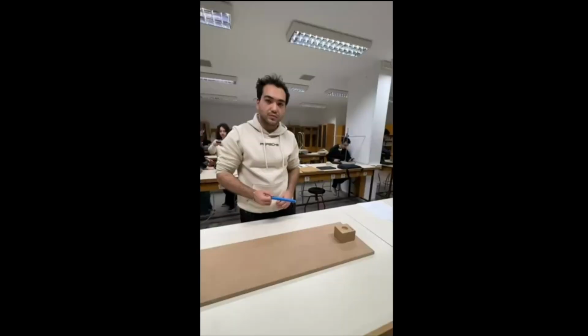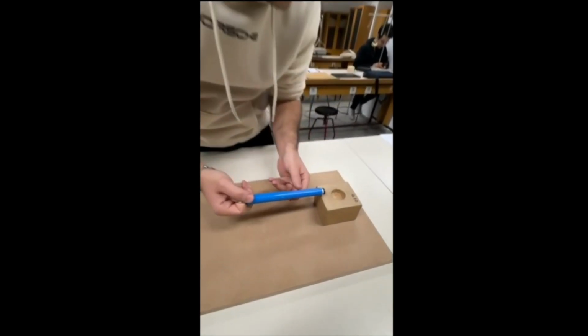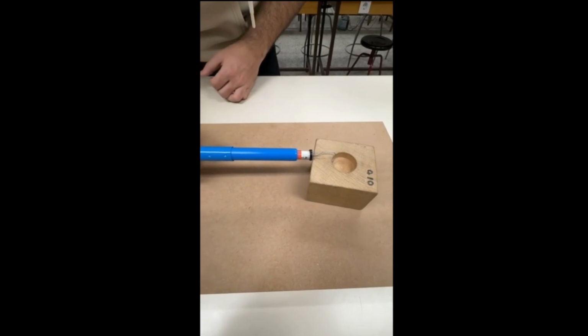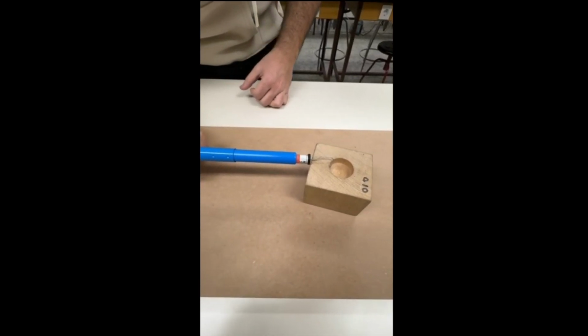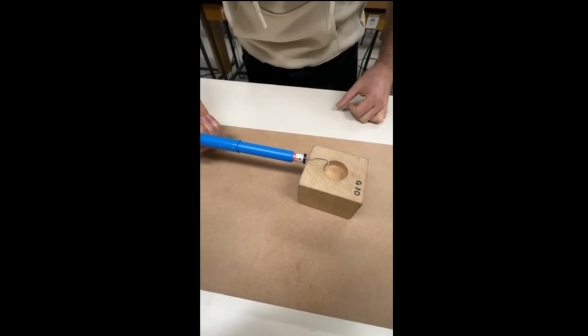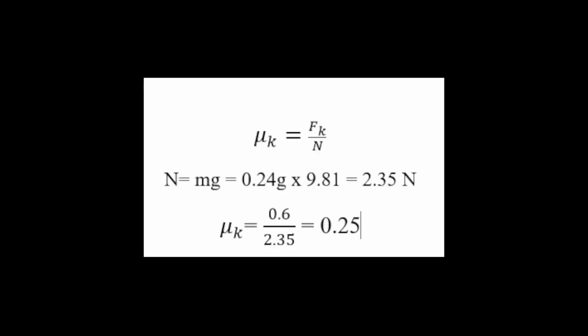And now, to determine the kinetic friction force, I am pulling the block at a constant speed to make sure it doesn't accelerate. And then, with the same calculations as for the static friction force, we found the coefficient of kinetic friction to be 0.25.